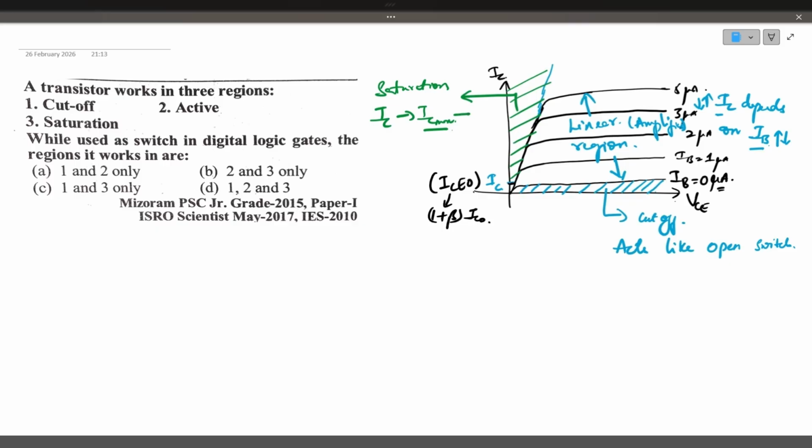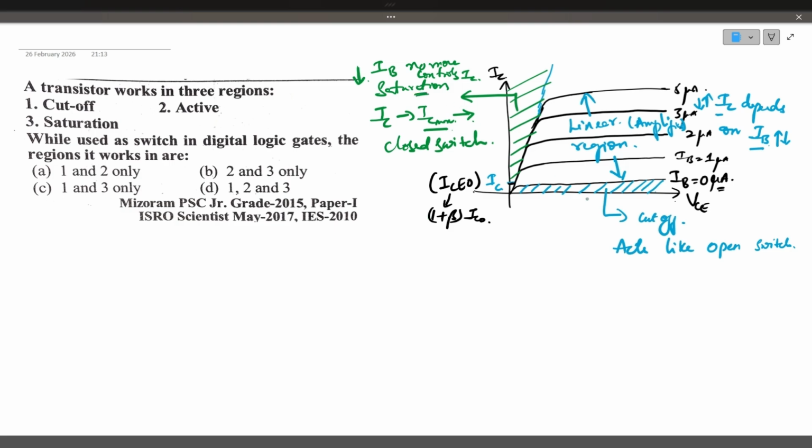In this mode, it will act like a closed switch. The input IB no longer controls the output IC. If the input IB base current is given beyond a certain level, the IC will be driven to IC saturation. Saturation collector current will flow and the transistor will be driven to the saturation region. It will act like a closed switch.